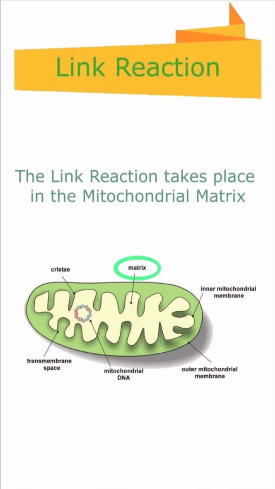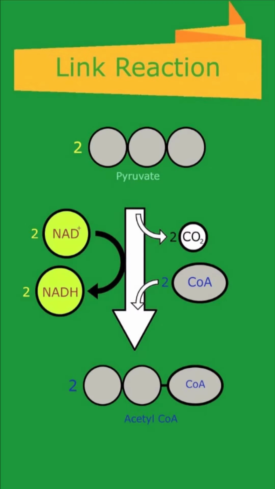Okay, and then the next process is the link reaction. It is the reaction that links glycolysis with the Krebs cycle and it happens in the mitochondrial matrix. This reaction converts pyruvate into acetyl CoA.